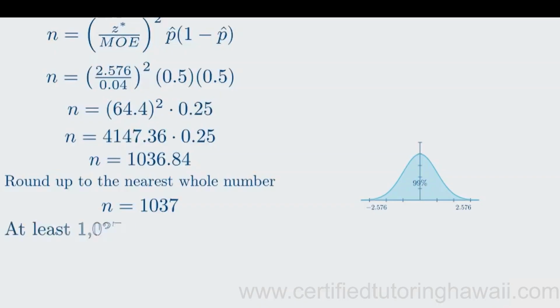The company needs to survey at least 1,037 customers to be 99% confident that their sample proportion is within 4% of the true population proportion. If they surveyed only 1,036, their margin of error would technically be slightly larger than 0.04.